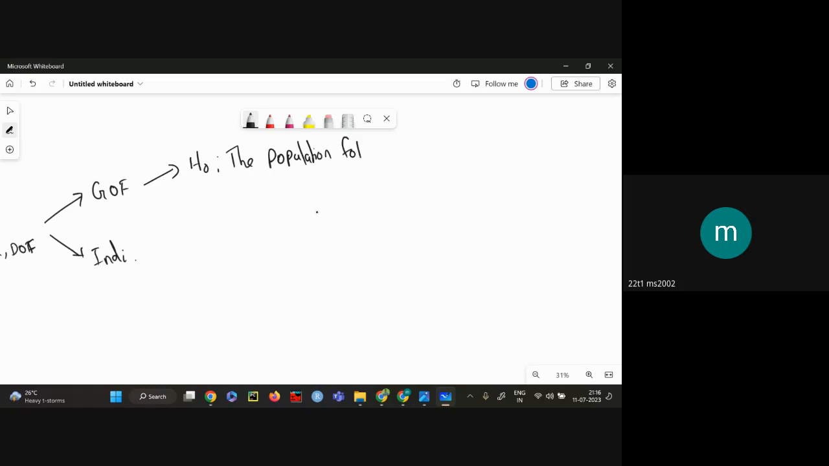Okay. The H naught here is the population follows the proposed distribution, and the alternative is that it does not follow the proposed distribution. Okay, so this is the null hypothesis for a goodness of fit test.